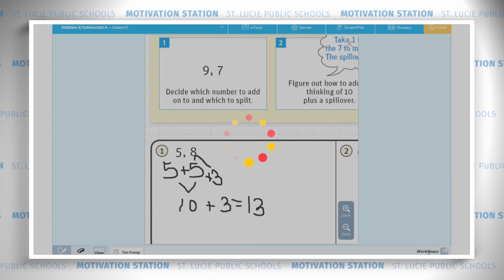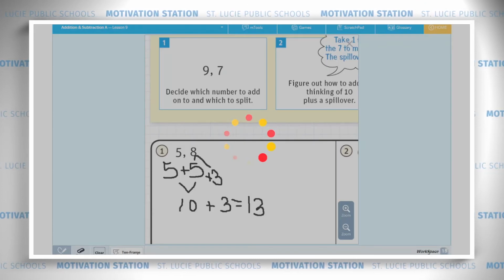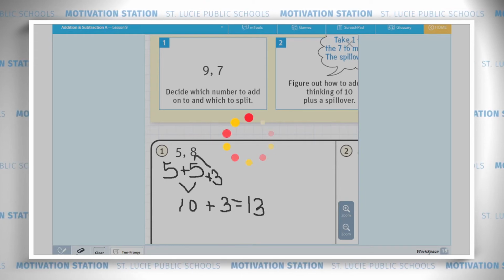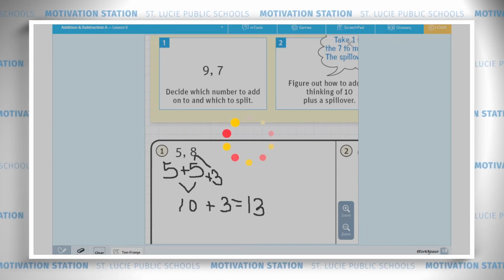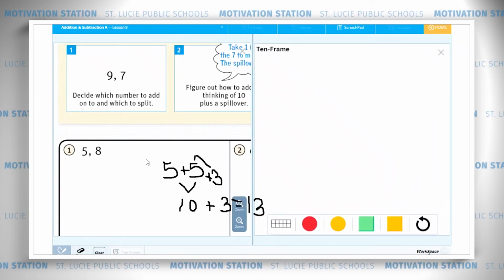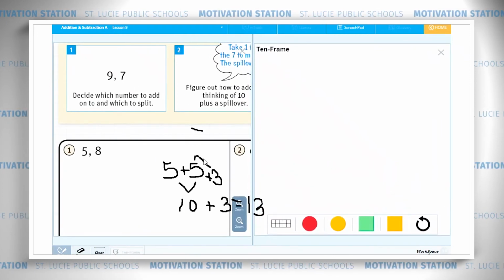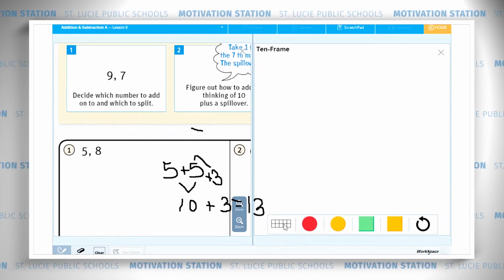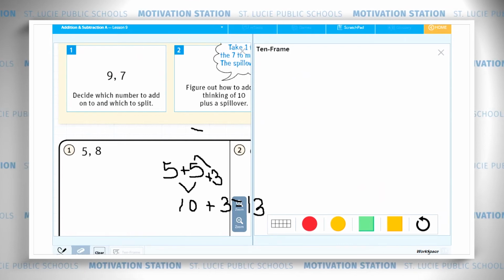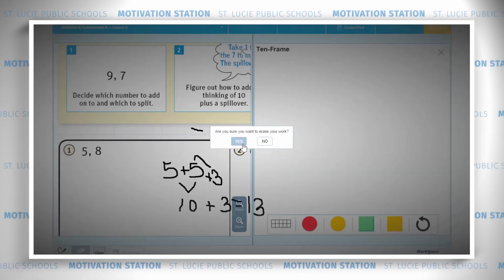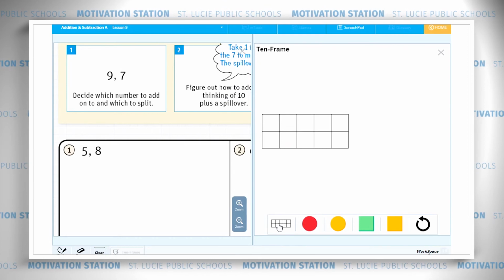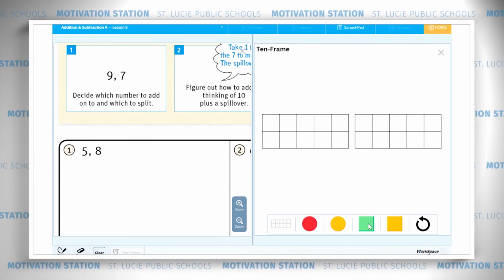We could also use a 10 frame. It loads. Sometimes it takes a while to load, but there we go. Okay, now we're back. So we are going to check our work using the 10 frame. 5 and 8. Oops, Mr. Ball's 10 frame is not working. There we go.